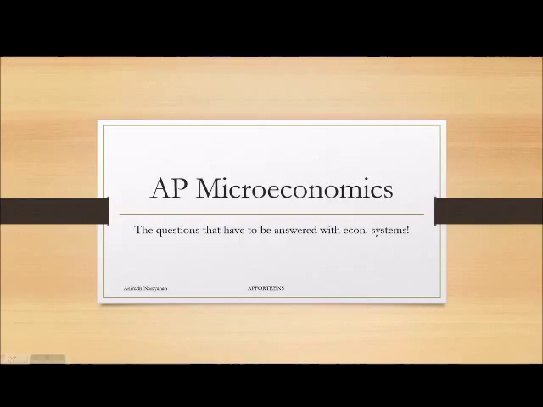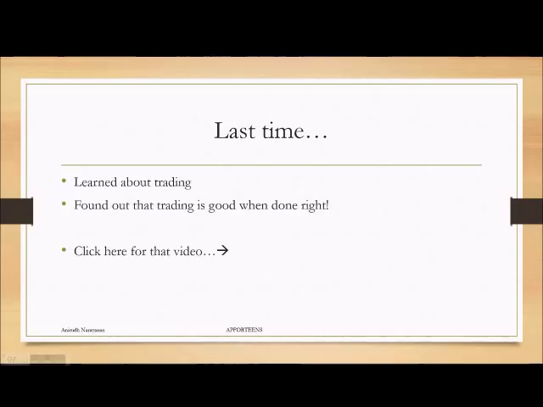So today's episode in AP Microeconomics, we're going to be discussing, as you can see, the questions that have to be answered with any economic system. But first, let's look at a review. Last time, I know it's been a while, you're going to want to click there for that video. Here's what we discussed. We learned about trading. We learned that trading is good when done correctly, and we learned about absolute and comparative advantages, which is all very, very good.